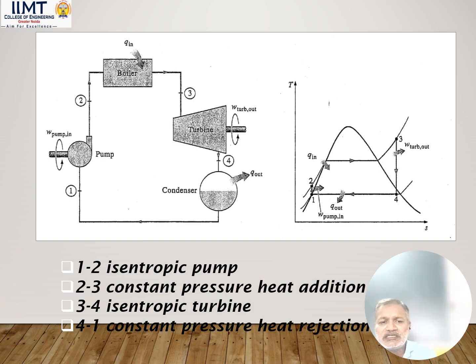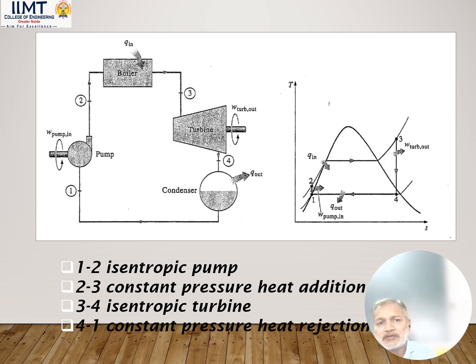And process 4-1 occurs in the condenser. This is the constant pressure heat rejection process, where heat is rejected and the steam is condensed into saturated liquid water at state 1. This condensed liquid is further pumped to the boiler with the help of the pump, and in this way the cycle is repeated. So there are four processes in the Rankine cycle: two reversible adiabatic and two reversible isobaric. The processes in the boiler and condenser are isobaric, and the processes in the pump and turbine are reversible adiabatic, that is isentropic.